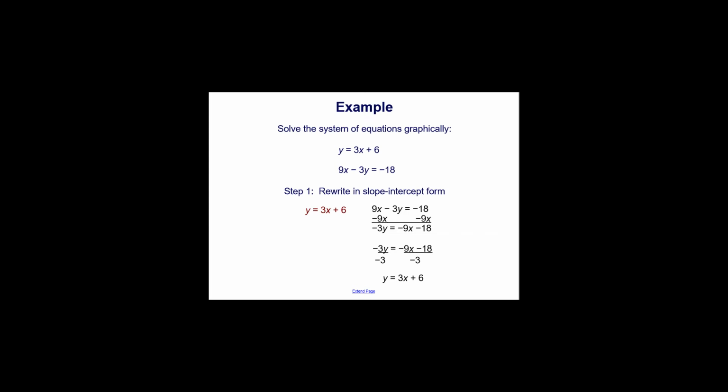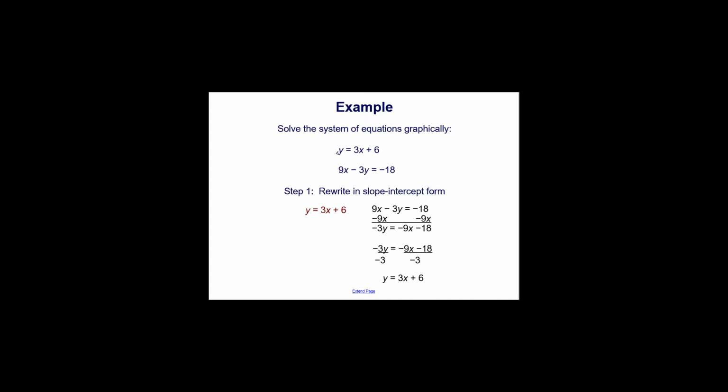Here is another example where we're asked to solve the system of equations graphically. The system is y equals 3x plus 6 and 9x minus 3y equals negative 18. The first step is to make sure both equations are written in slope-intercept form.